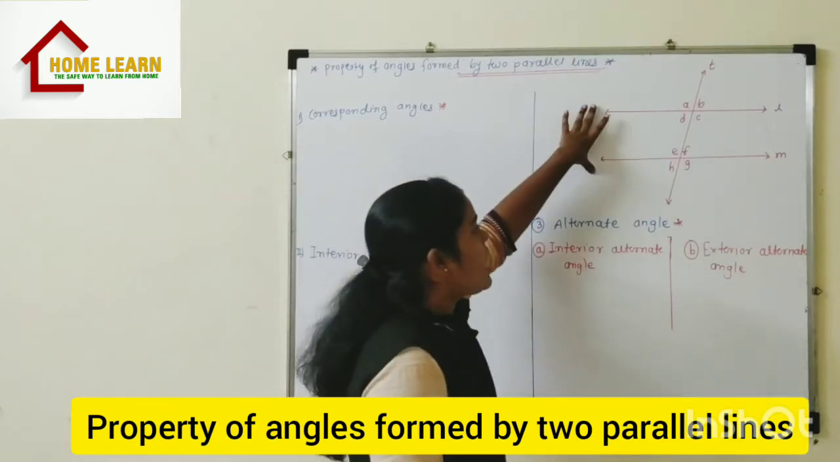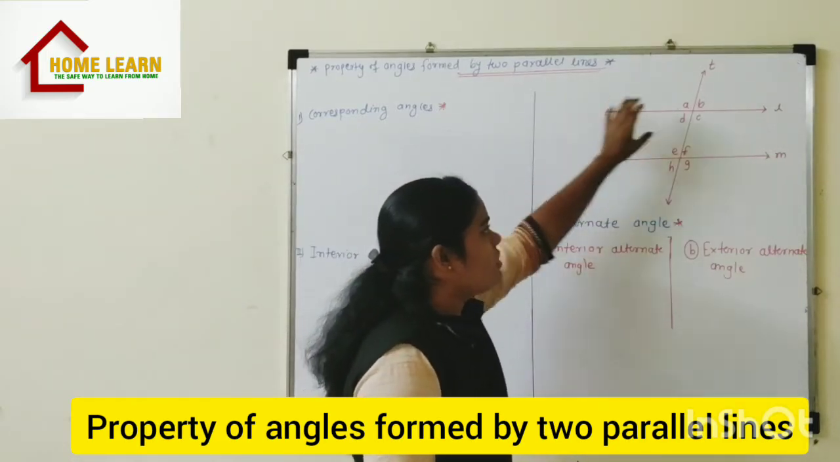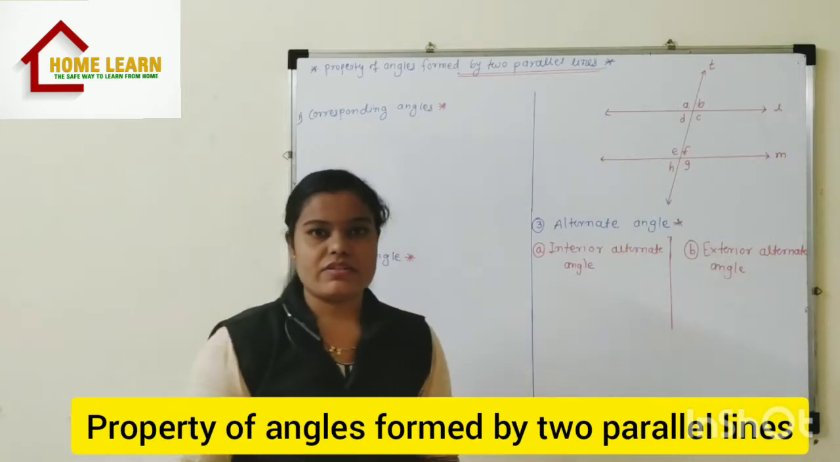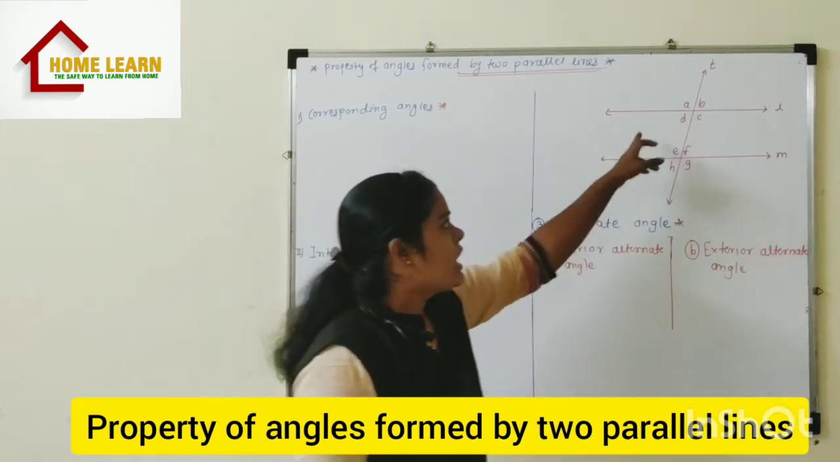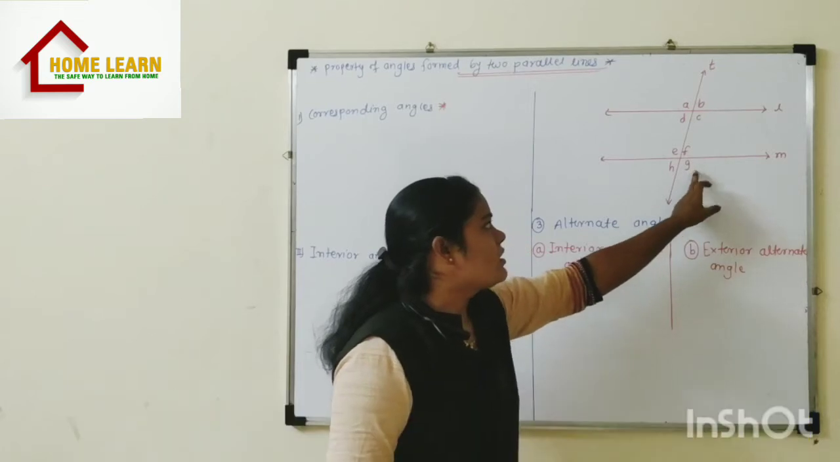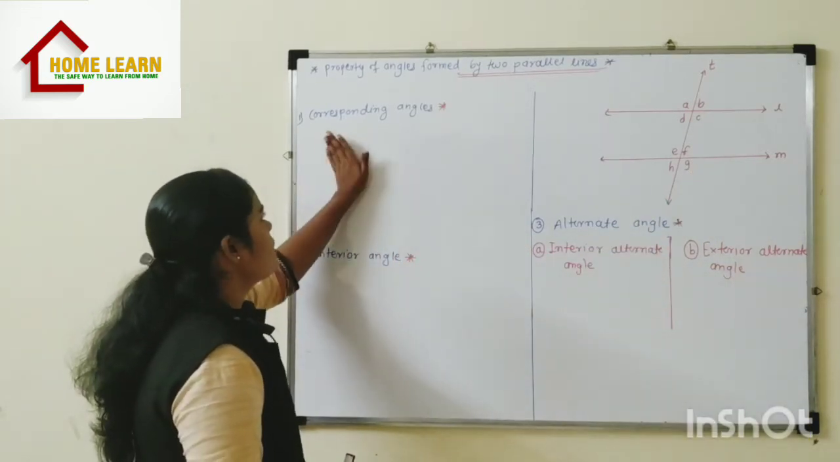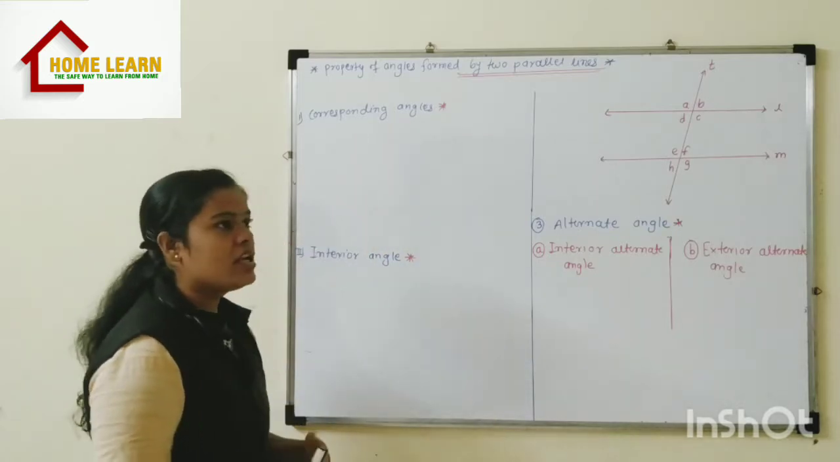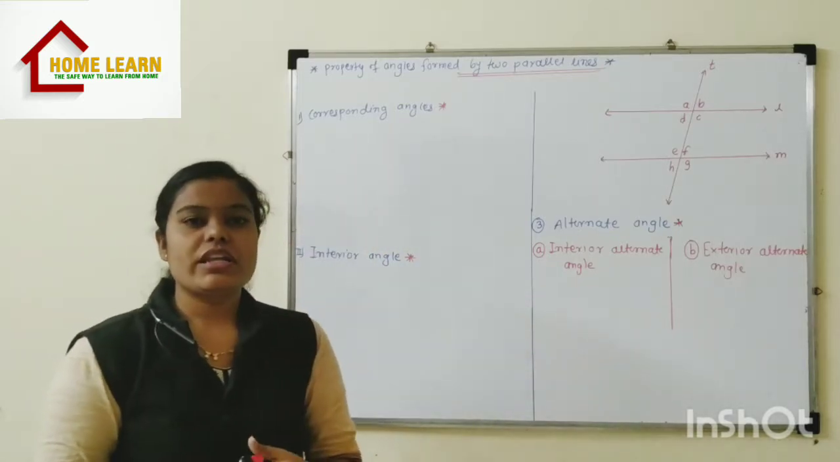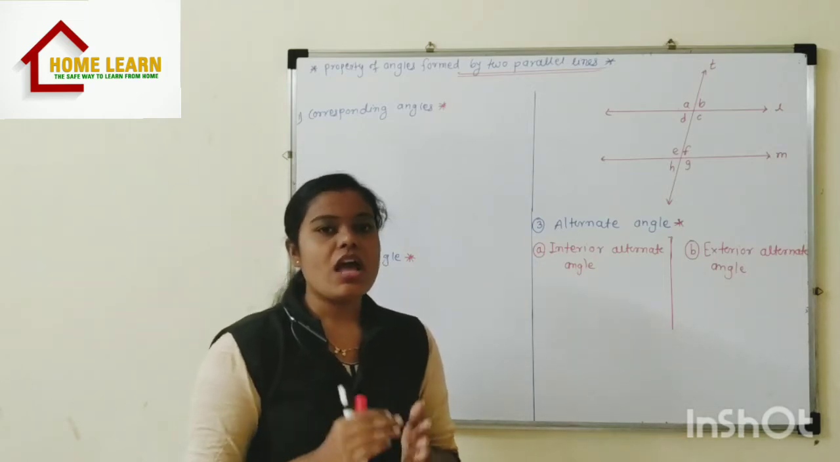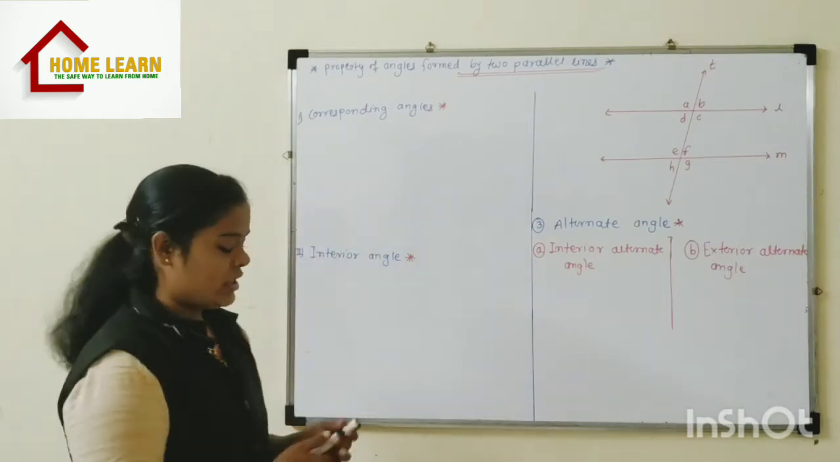See here, there are two parallel lines which I am drawing, line L parallel to line M, and T is their transversal line. Also, 8 angles are shown in the diagram. Let's see the first, that is corresponding angles. Each pair of corresponding angles formed by two parallel lines and their transversal line are congruent to each other.